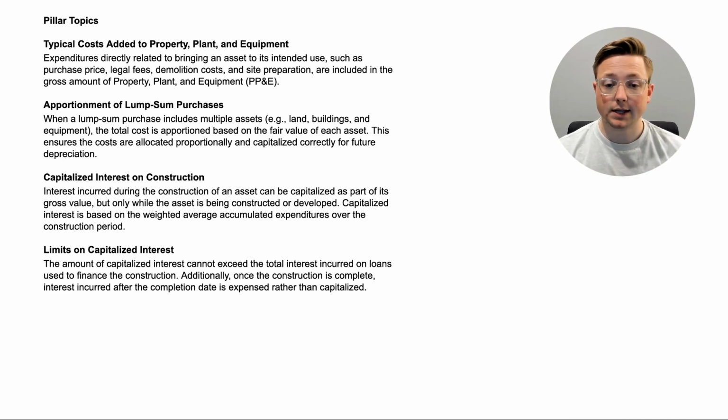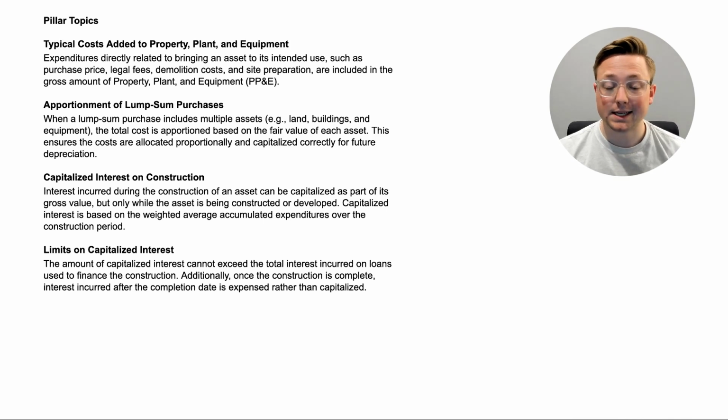When a lump sum purchase includes multiple assets, such as multiple pieces of land or multiple buildings or multiple pieces of equipment or a mix of those, the total cost is apportioned based on the fair value of each asset. This ensures the costs are allocated proportionally and capitalized correctly for future depreciation. Remember, you add up the total fair value of all the assets, you divide the fair value of one asset by the total fair value of all the assets, and you multiply that percentage by the purchase price, and that will tell you how much is apportioned to that specific asset out of the purchase price.